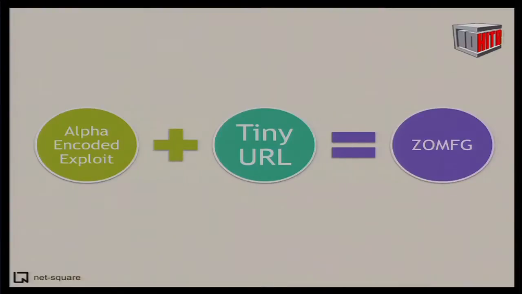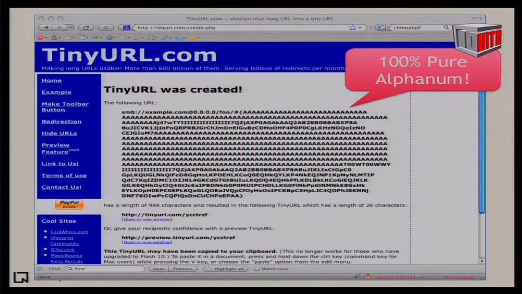So we figured, let's try to convert this exploit to a sexier format. So we use the power of URL shorteners plus the power of purely alphanumeric shellcode, and then you have something where TinyURL is hosting your entire exploit. This is still up there. This is still live.